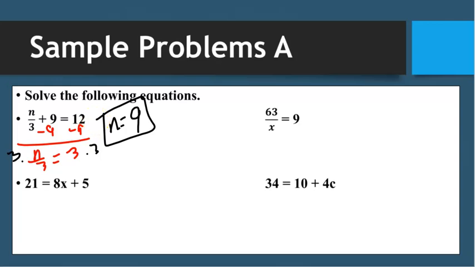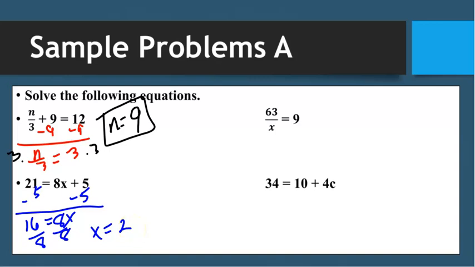Next, I have 21 equals 8x plus 5. The opposite of adding 5 is subtracting 5. And that gives us 16 equaling 8x. The opposite of multiplying by 8 is dividing by 8. Divide both sides by 8, and 16 divided by 8 is 2.